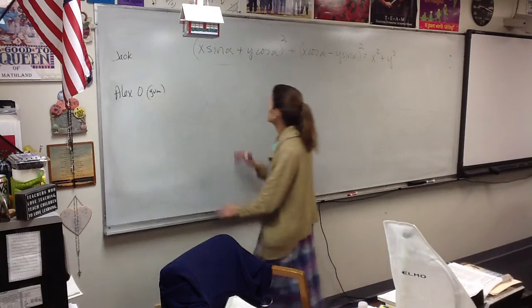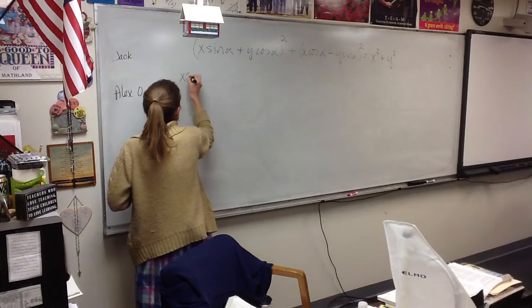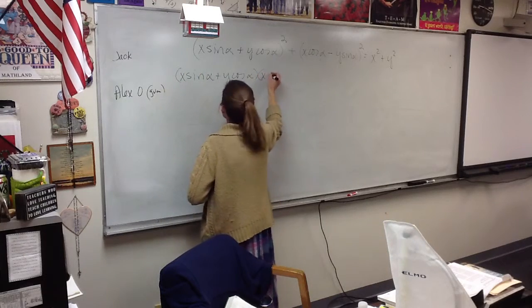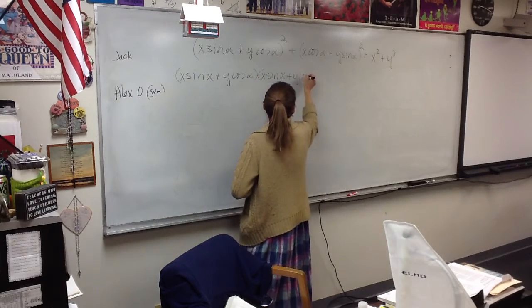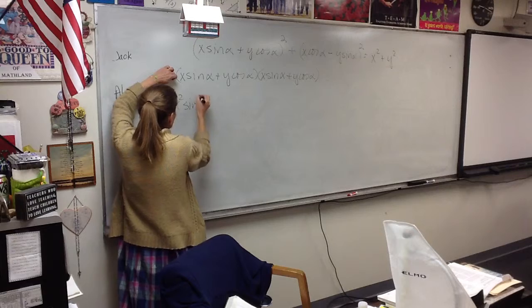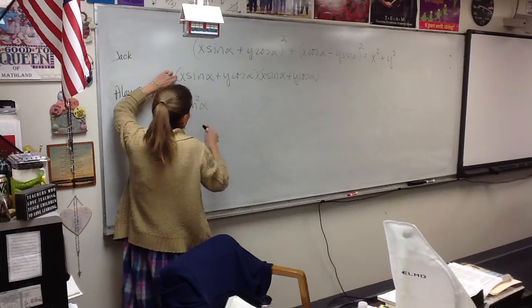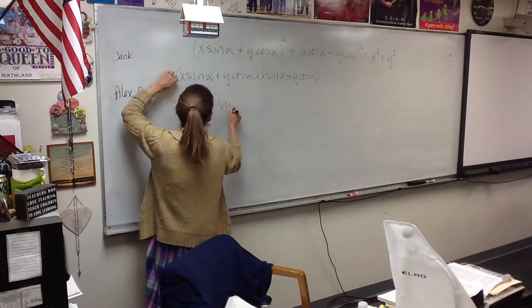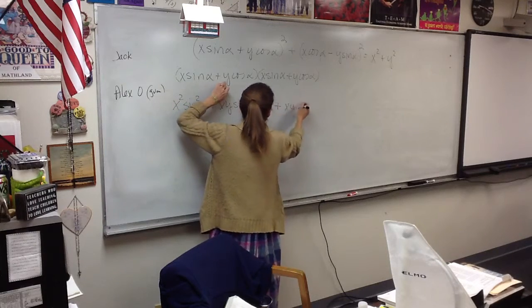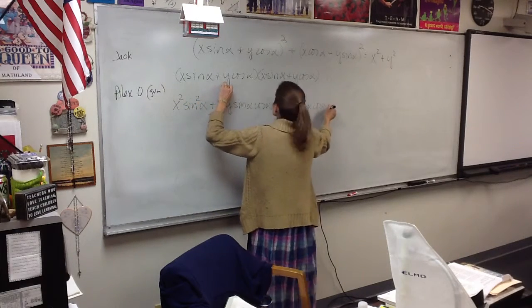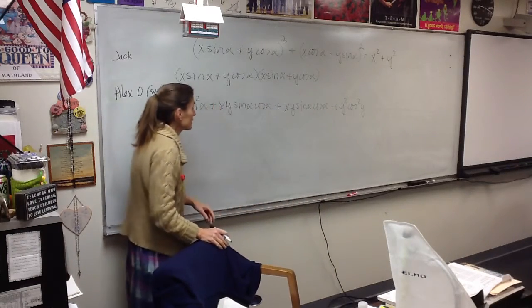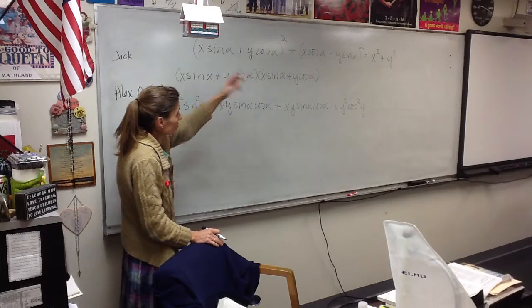We don't know what's going to happen here, but okay, so I'm going to FOIL this out. I hope I copied this right. Okay, so here we go. So that's going to be x squared sine squared. That's first times first. Outsides are going to be xy sine cosine plus xy sine cosine plus y squared cosine squared. Oh goodness, that's just the first one. I still need to do the second one.